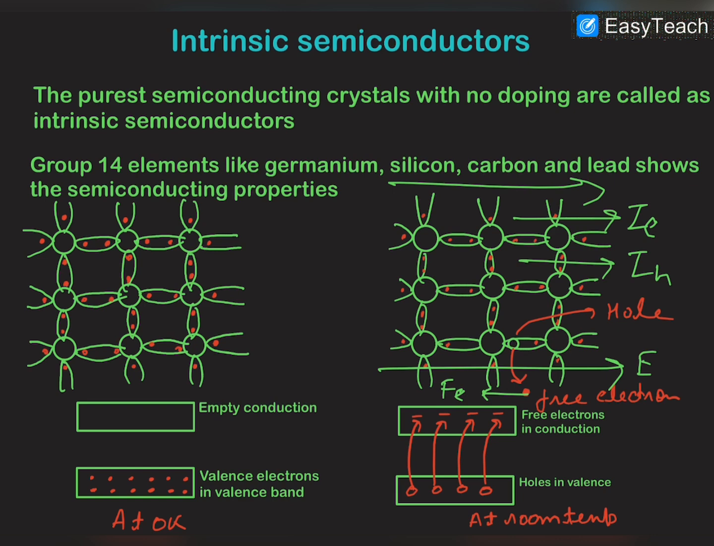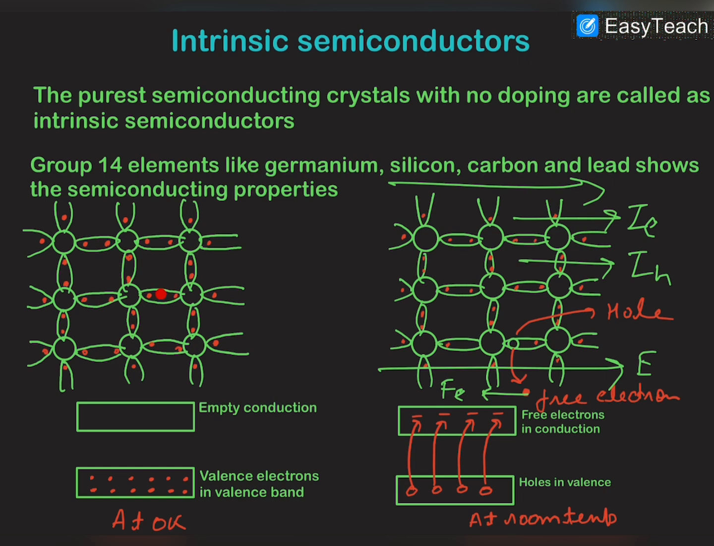Generally, the elements of group 14 in the periodic table, which are germanium, silicon, and carbon, are the intrinsic semiconductors, and they show the properties of intrinsic semiconductors. Let us take an example of, let's suppose, a silicon crystal. In this group 14, the outermost shell of each element contains only 4 electrons. So these 4 electrons make bonds with the other silicon atoms from all 4 sides, and this is how the crystal is formed.